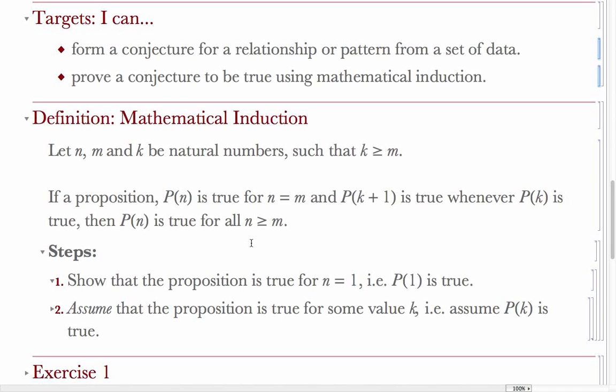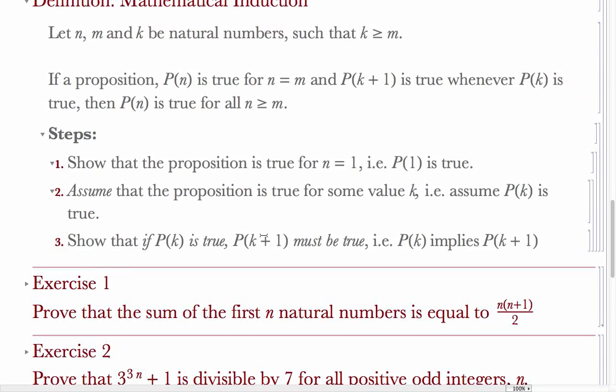Now, we don't know that P of k is true, but we are assuming that it is, for the purposes of step 3. To show that if P of k is true, then the next value must also be true. P of k plus 1 must be true. What we mean here is that P of k implies P of k plus 1.